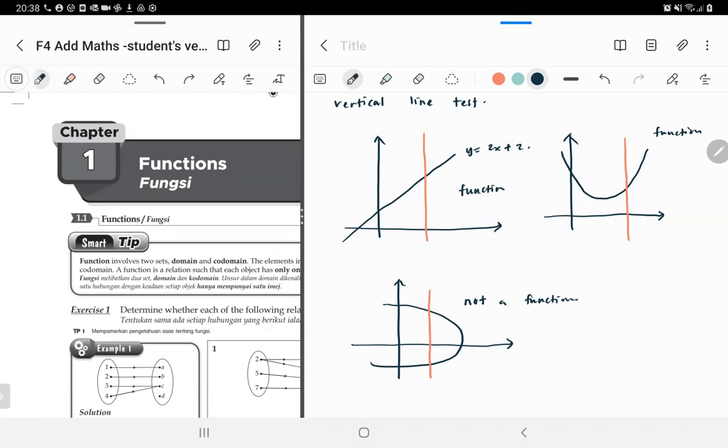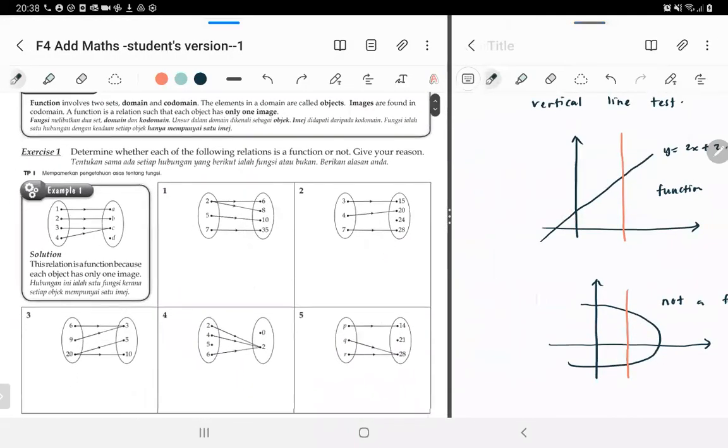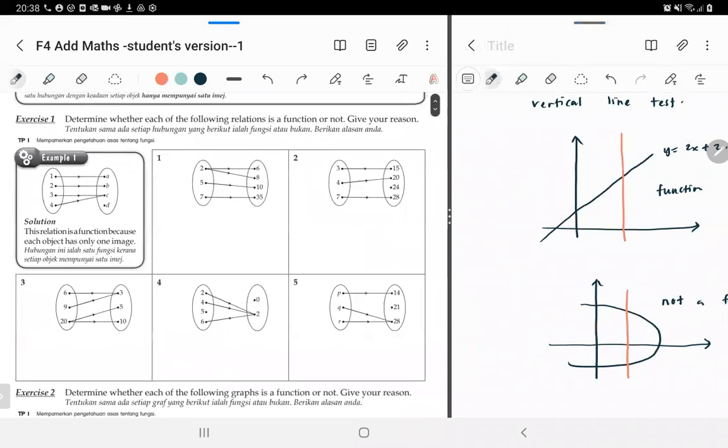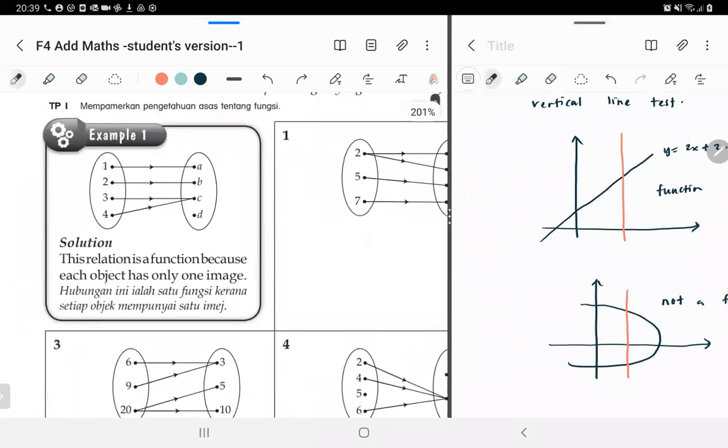Okay, no problem so far. So let's see some of the questions here. Okay, for this one, exercise 1. Determine whether each of the following relations is a function or not, and then give your reason. Okay, example given: you have 1 map to A, 2 map to B, 3 map to C, 4 map to C, and no one maps to D.